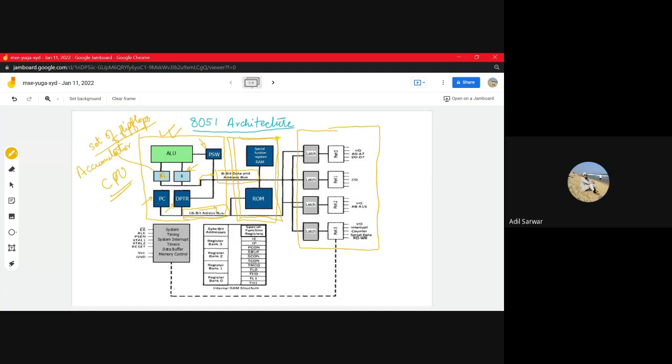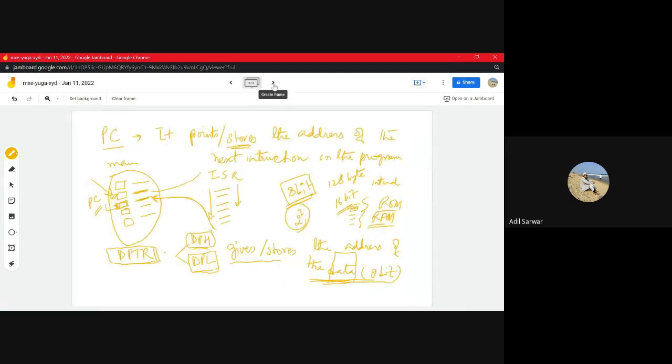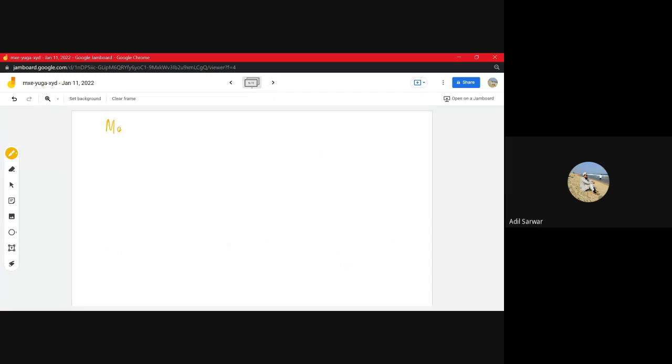Okay, fine. Now let's move to this part of the architecture, which is the memory part. I will deal with the memory organization of the 8051 in detail in another lecture. Right now I will tell you in brief about the memory organization in the 8051.